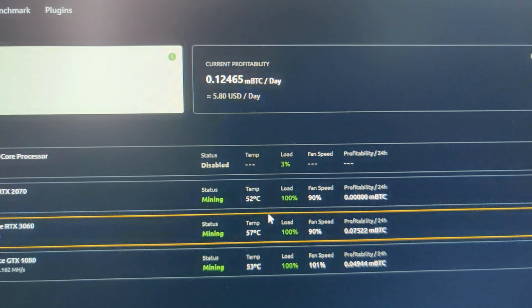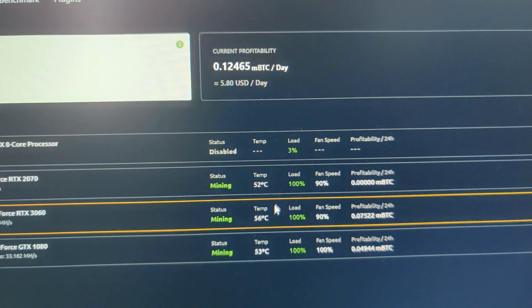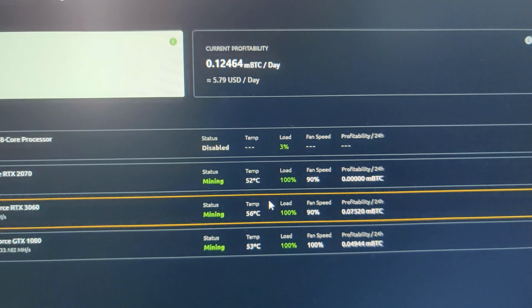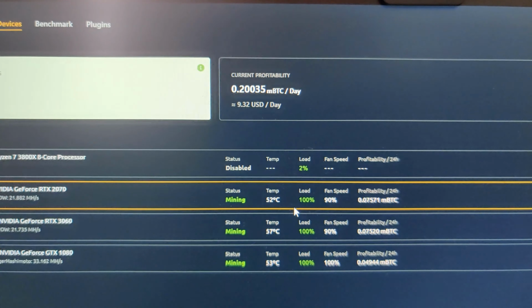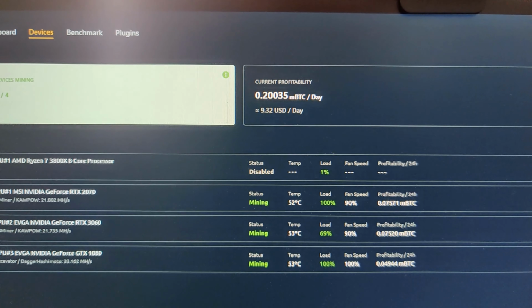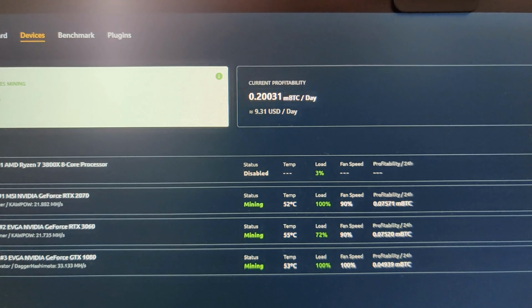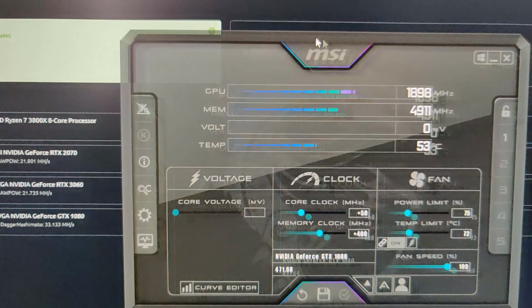Right now 52C, 57C, that is fine for me as long as it doesn't go over 65C. I'm fine with that, mainly because I want to keep the longevity of my cards going. Now if I go over here, let me show you my overclocks.